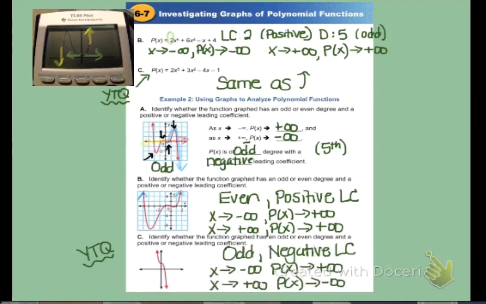Okay, so that function was odd with a negative leading coefficient, and this is what the end behavior looks like. So let's go ahead and turn the page.